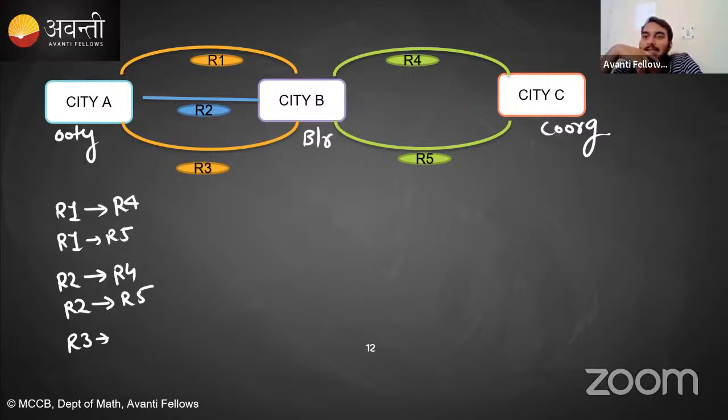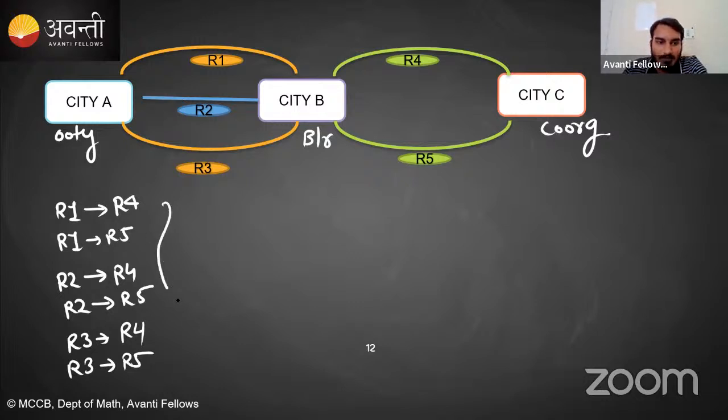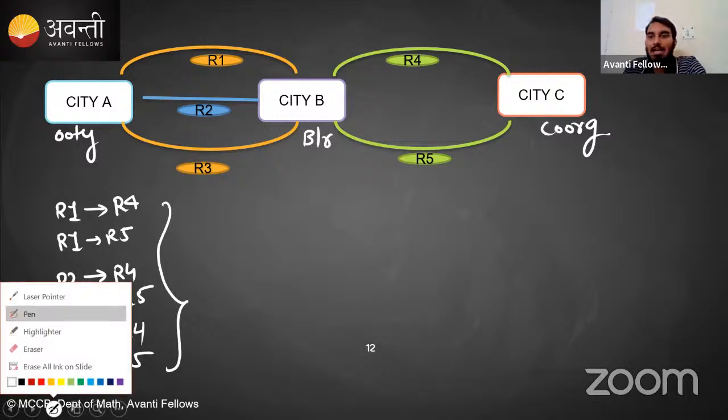Now that person is deciding how to go to Kurg. He or she again has 2 ways, maybe route 4 or route 5, right? So route 3 then route 4, that is one option, or take route 5. Clear? So tell me how many different possible ways there are to go from Ooty to Kurg via Bangalore.